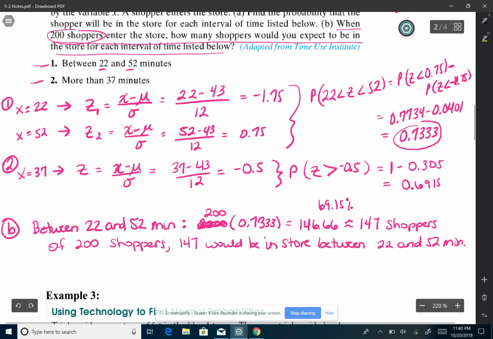Okay, and then for the other one, it was they would be in there for more than 37 minutes. So more than 37. So you would say if 200 shoppers enter the store, the probability they're in there for more than 37 minutes is 0.6915. So if you multiplied that, you would get 138.3. So that would be approximately 138 shoppers. So of the 200, about 138 would be in the store for more than 37 minutes.